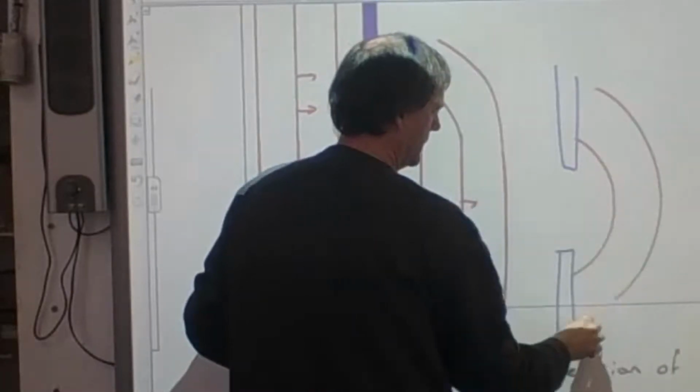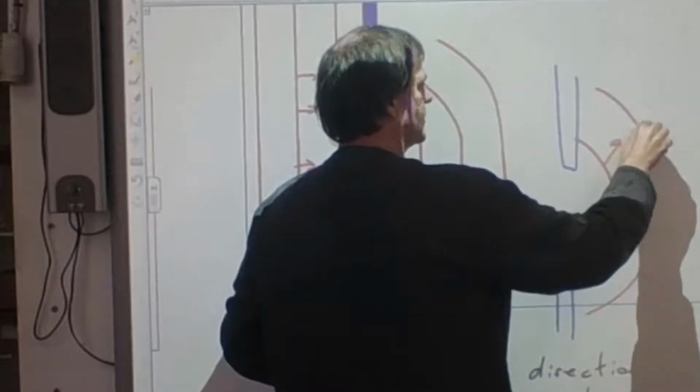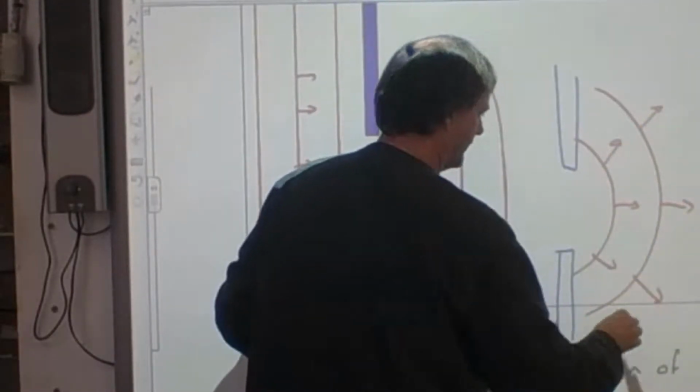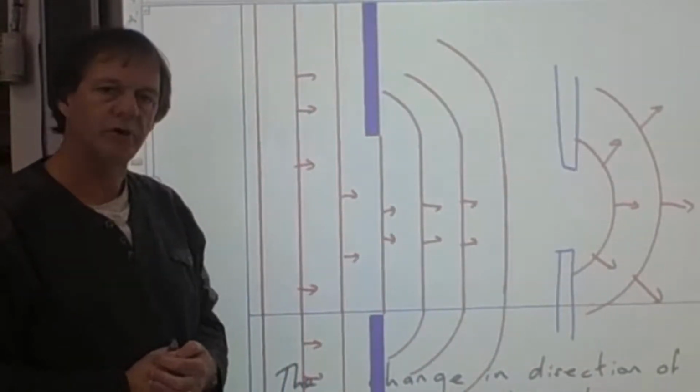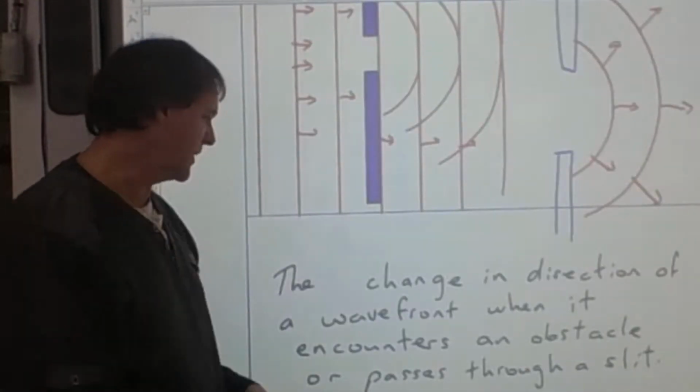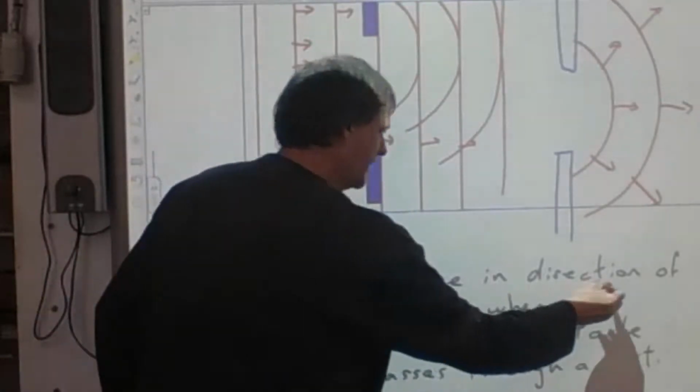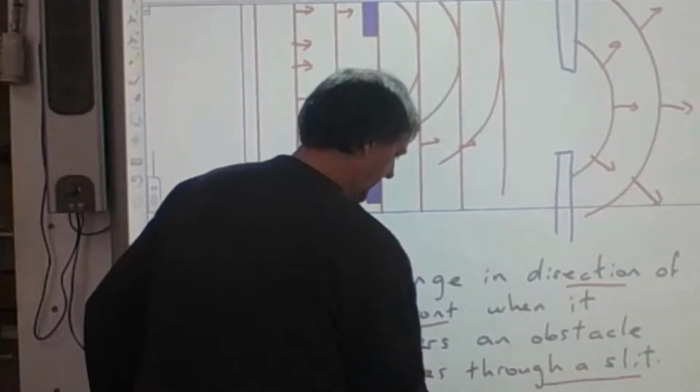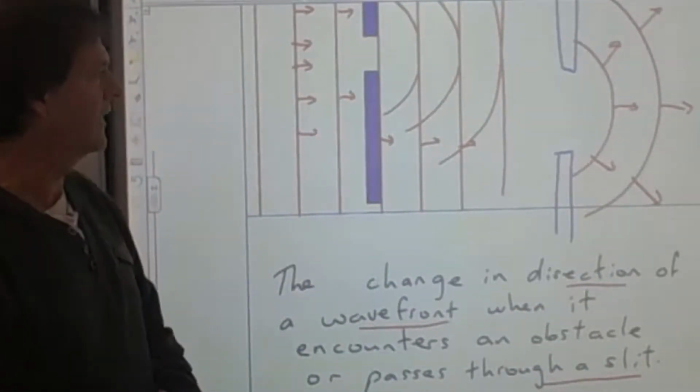So you get good diffraction, or changing of direction of the wave, or bending of the wave, as it encounters an obstacle or goes through a slit. So it's the change in direction of a wavefront when it encounters an obstacle or passes through a slit. And it's going to be a similar sort of order as the wavelength.